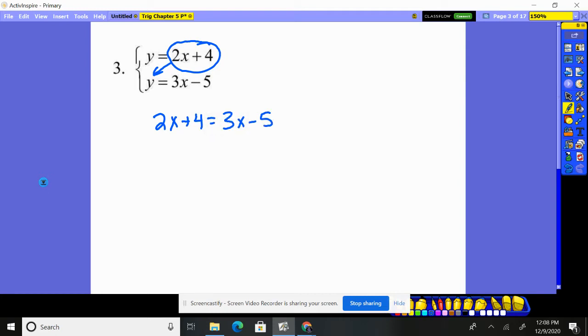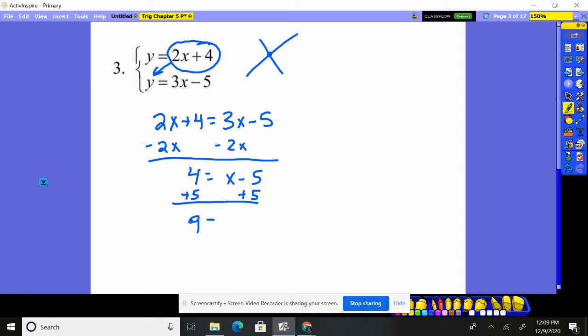Now, we're looking for the point of intersection. That's what we're trying to find, the one point that makes them both true. So as soon as it says y equals or x equals, I'm using substitution. All I got to do here now is solve for x, and we'll have x's value. Add 5, we got x is going to be 9. 9 is equal to x.